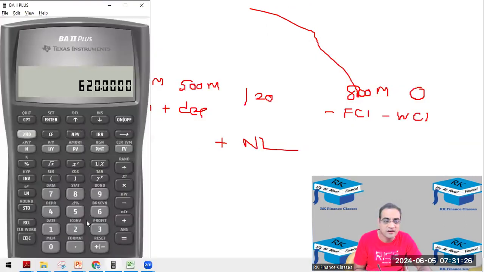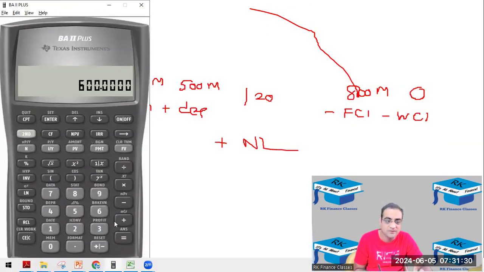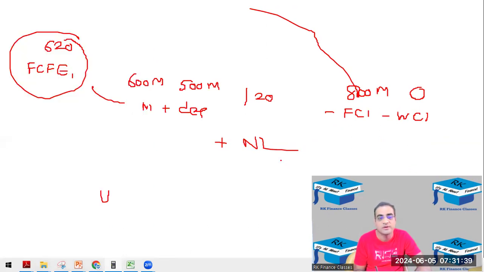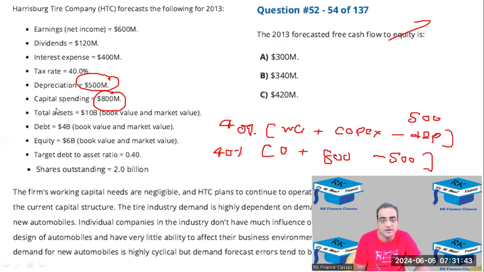So let's do it again. 600 net income, plus depreciation 500, plus net loan 120, minus capex 800, and minus WCI 0. So that means 420. So according to me, as an examiner, I need to give both answers right, 620 and 420, both answers right.